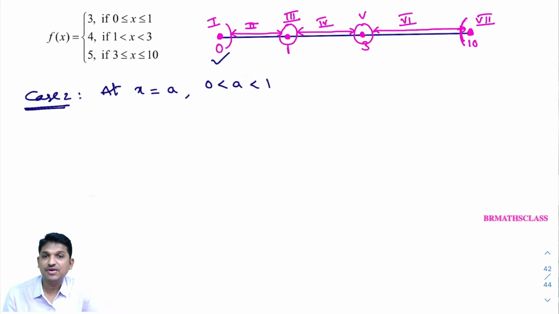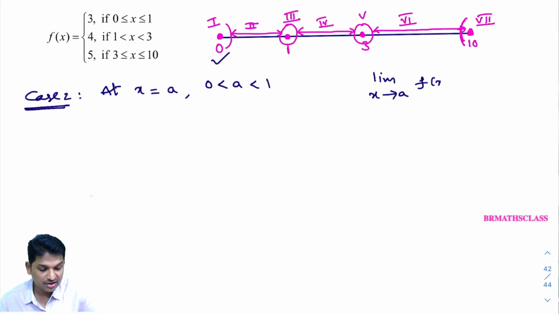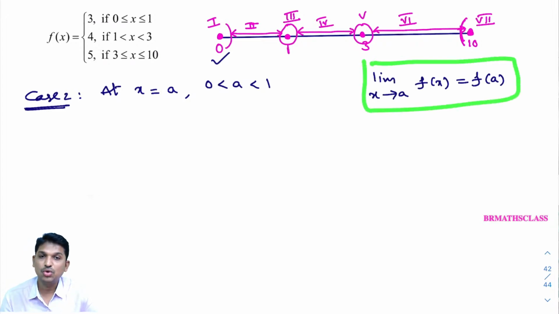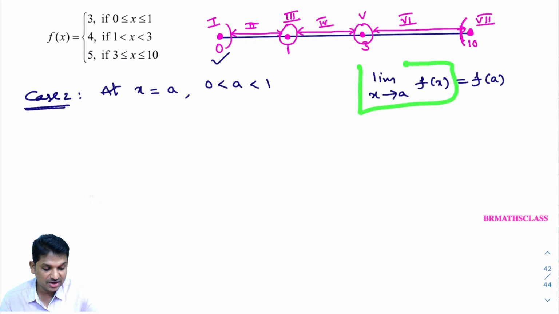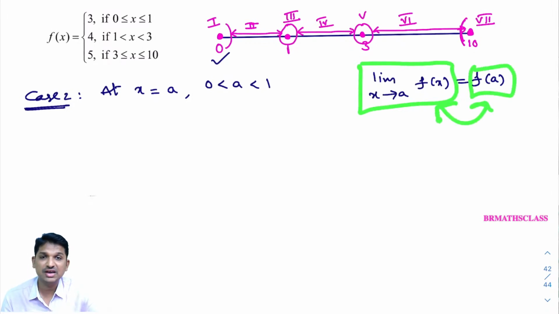When I say f of x is continuous at x equal to a, the hero of the story is this: limit x approaches a, f of x equal to f of a. Then I say that the function is continuous at x equal to a. So I need to calculate this one and then this one. If both are equal, I can say that the function is continuous at x equal to a.